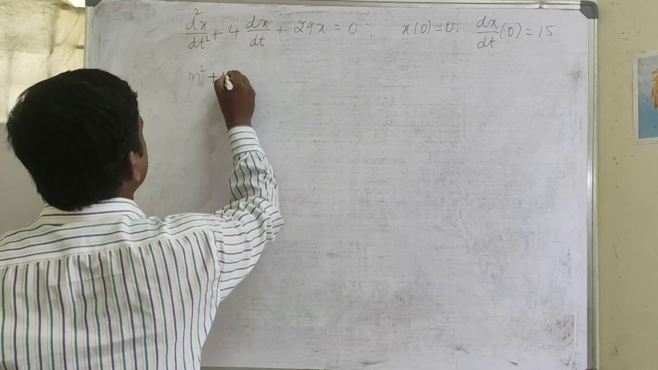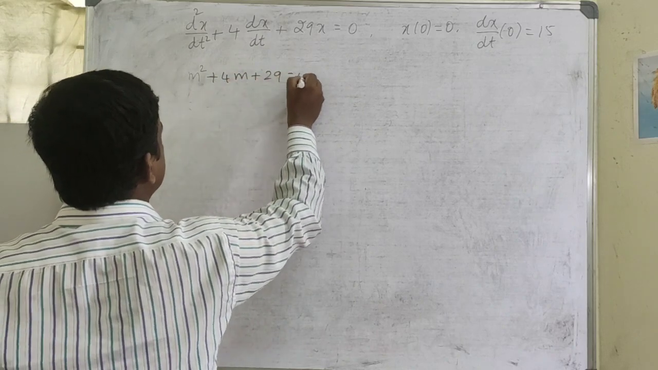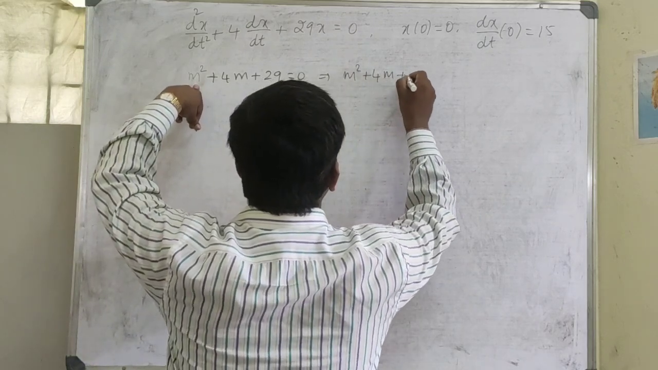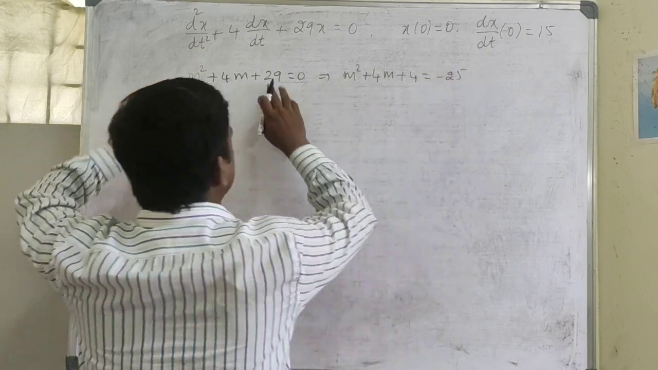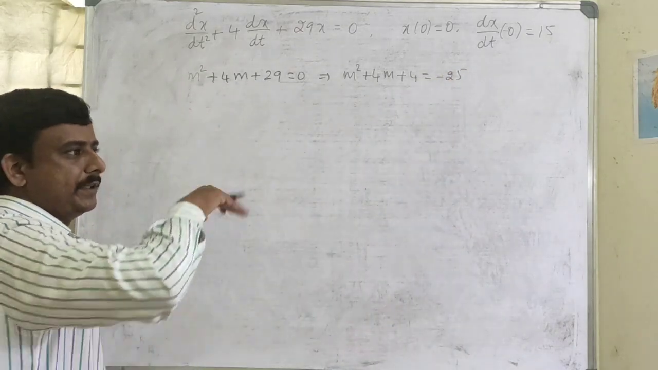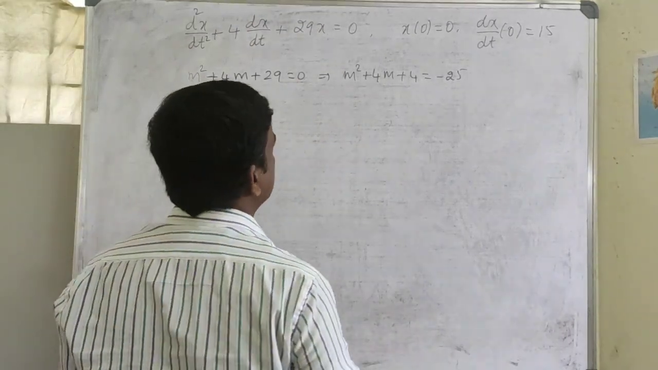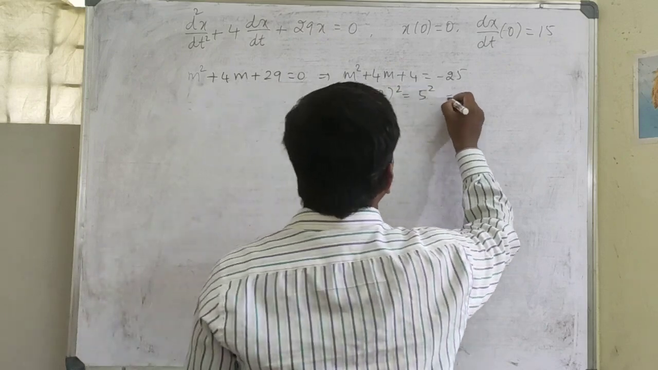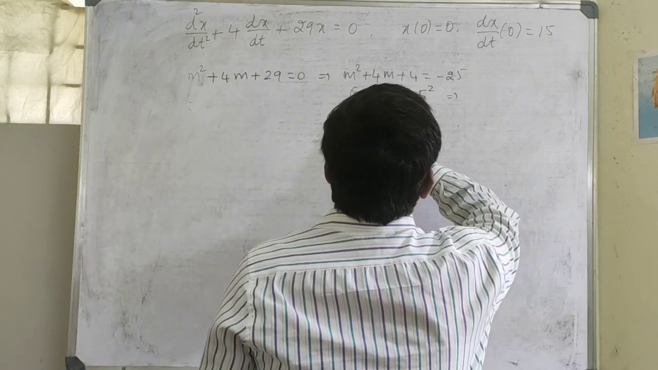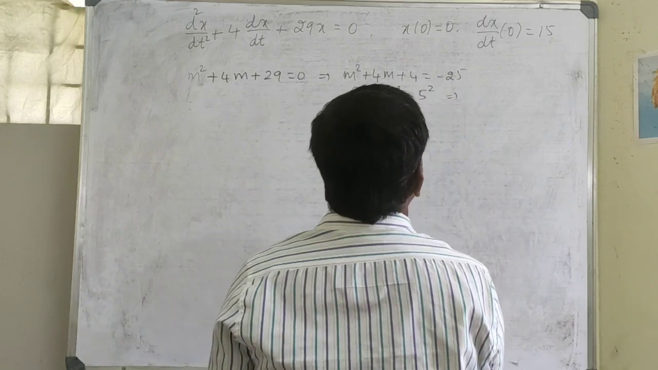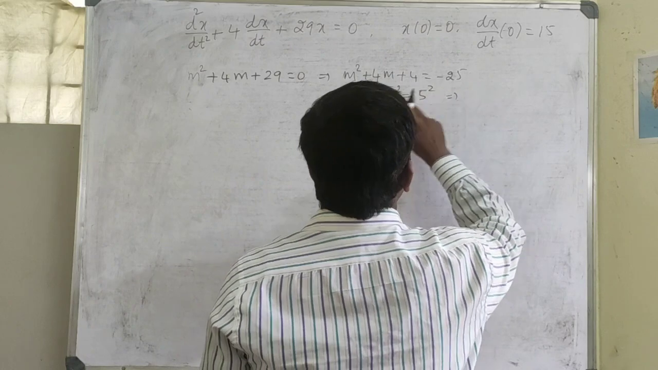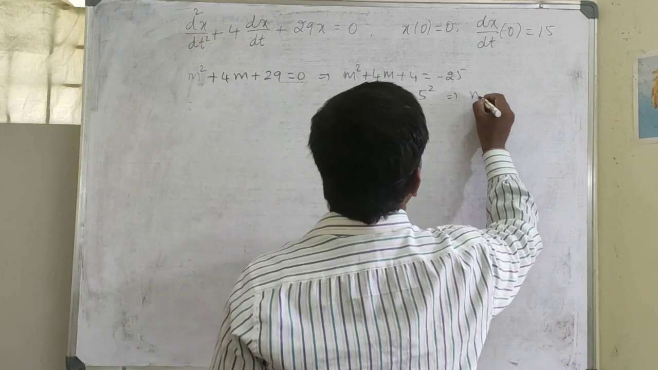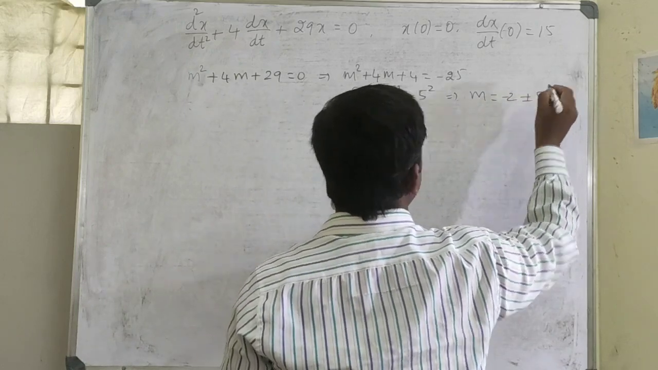The corresponding auxiliary equation is m square plus 4m plus 29 equal to 0. So this I can write as m square plus 4m plus 4 equal to minus 25. So I can split this as 25 plus 4. 25 taking to the right hand side, you get minus 25. So m plus 2 whole square equal to minus 25, that is minus 5 square. Taking square root on both sides, you get m plus 2 equal to plus or minus 5i.